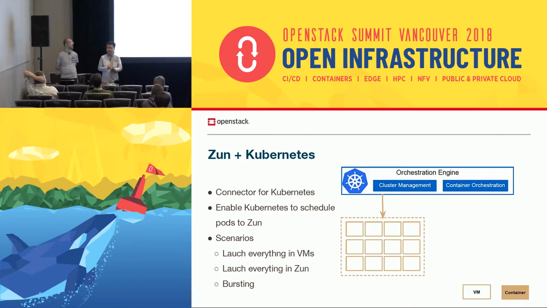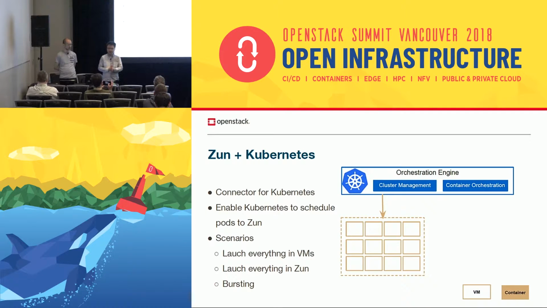But what we think is the most interesting is what we call the bursting scenario. In this case, it mixes the patterns of the two approaches we mentioned: you have a Kubernetes cluster based on VMs, but you use Zun as additional capacity for the Kubernetes cluster.